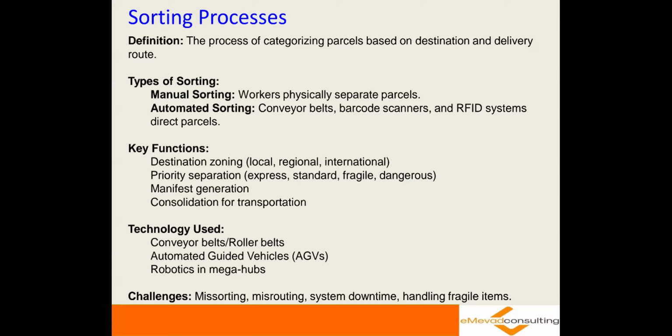Okay, because mis-sorting always results in misrouting. Misrouting is when the package is going to this route, and you took it to another route. That's misrouting. That package was misrouted. So mis-sorting usually leads to misrouting.